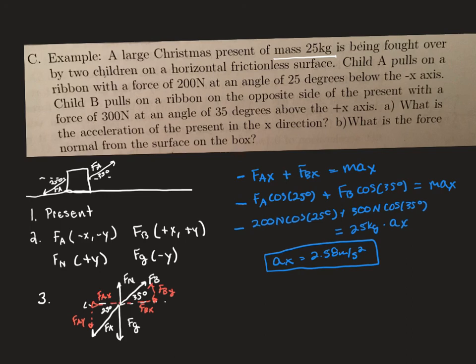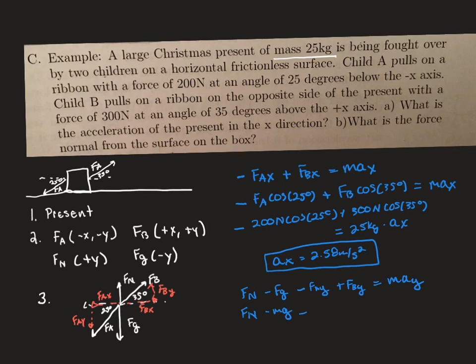The force normal is in the y direction, so let's do our y direction equation. So we have force normal in the positive y, the weight of the box in the negative y, and then we have force A in the negative y from child A, and force B in the y from child B in the y direction. Okay, and then we're going to have mass times acceleration in the y direction. Alright, so force normal is our unknown. We can sub in mg for the force due to gravity.